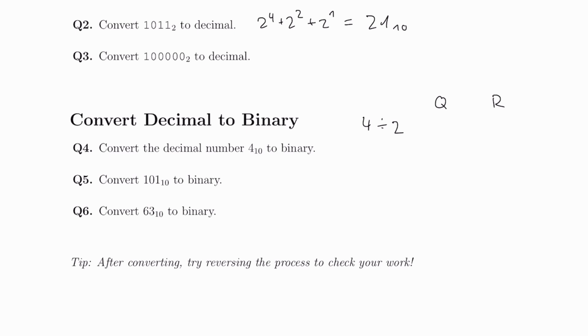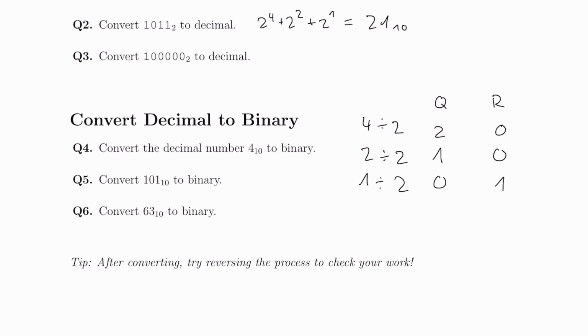So 4 divided by 2 is 2, with the rest 0. Then we move our quotient down here and do the division again and repeat until we're finished. So 2 divided by 2 is 1 with rest 0. Then one more time, 1 divided by 2 is 0 with rest 1.